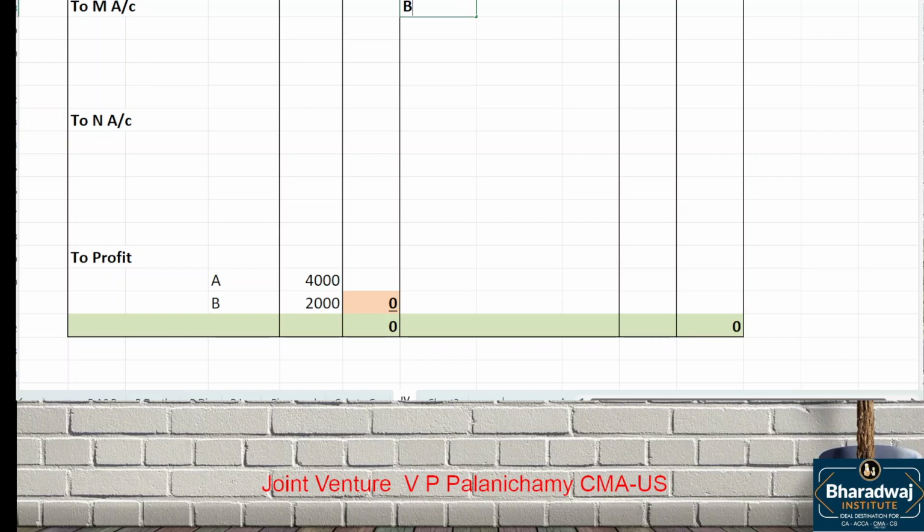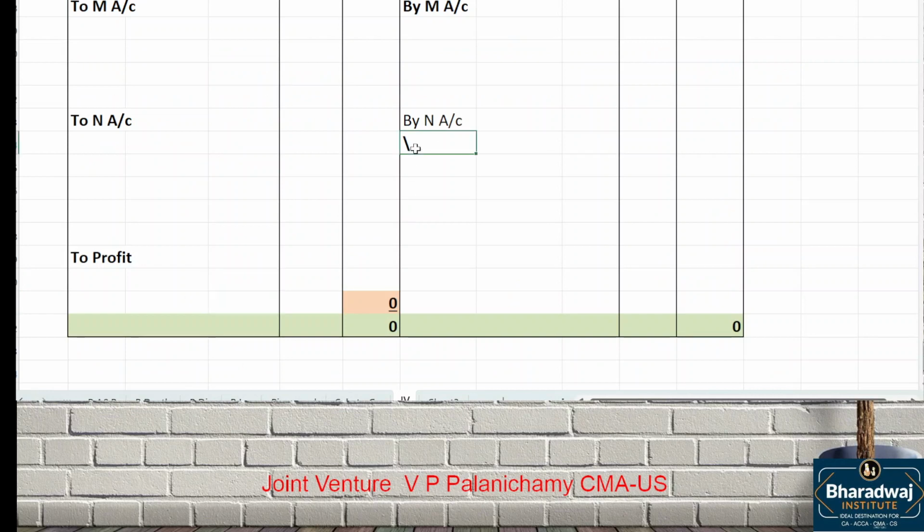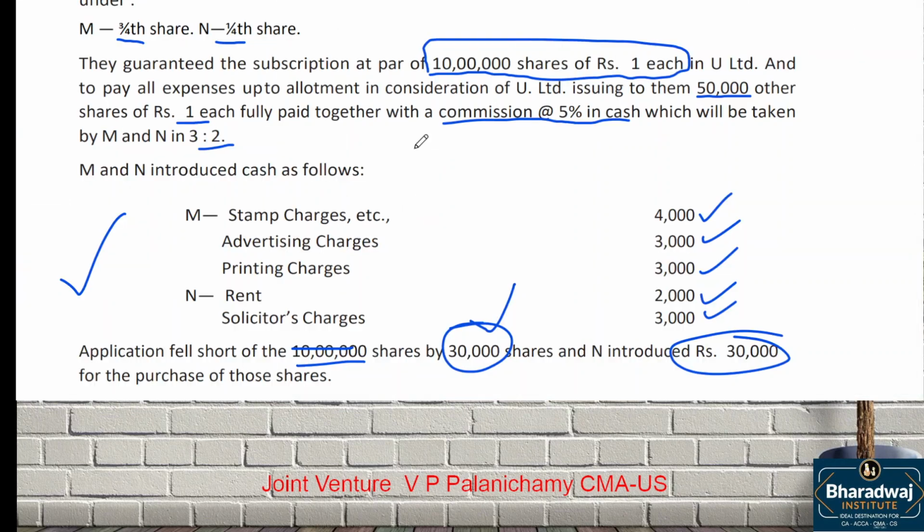In the same way, whatever is received by M, it will come as M account. Whatever is collected by N, it will come as by N account. And profit or loss will be shared in the agreed ratio. First line, what is the agreed ratio? 3:1 ratio, they will share it. Shall we? First part. We'll come to this first part later.